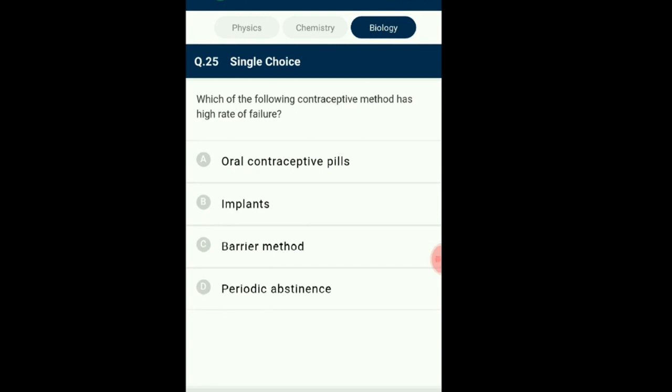Question number 25. Which of the following contraceptive methods has a high rate of failure? Natural methods work on the principle of avoiding chances of ovum and sperm meeting. They are of three types. The first one is periodic abstinence. The second one is withdrawal or coitus interruptus. And the third one is lactational amenorrhea. So the answer for this question is option D, periodic abstinence.